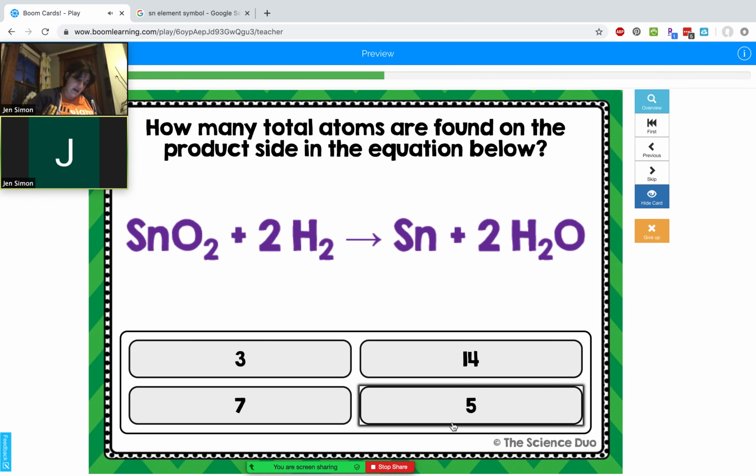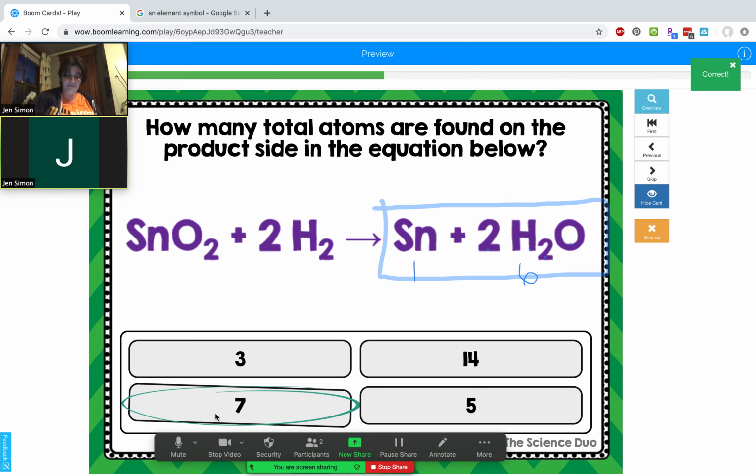How many total atoms are found in the product side here? So my product side, I have Sn, 1 tin. And then I have H2O, which is 3 times 2 is 6. So that's going to give me 7 altogether.